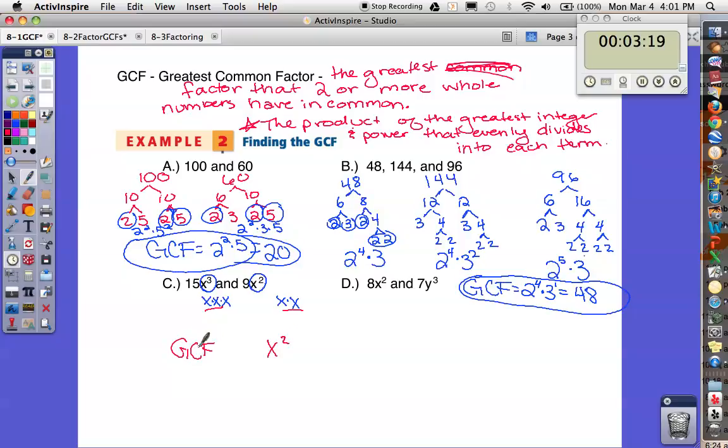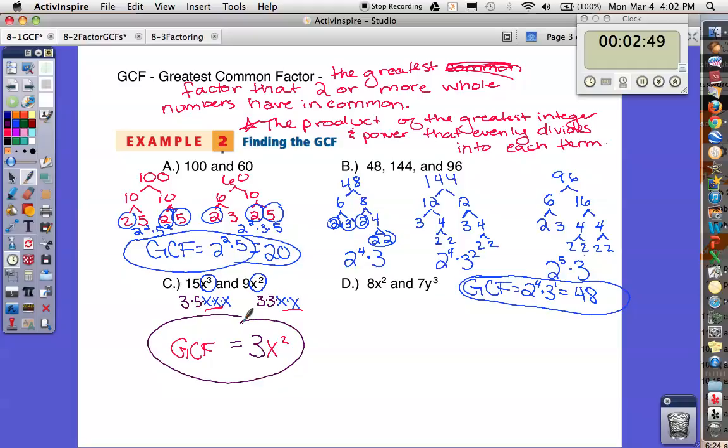You also have to think about the coefficients. You could show a factor tree for 15, or you could break it up into the prime factorization just in your head. 15 is 3 times 5. So this is the same as 3 times 5 times x times x times x. 9 is the same as 3 times 3 times x times x. What do they both have in common then? They both have a 3. Your GCF for 15x cubed, 9x squared is going to be 3x squared.